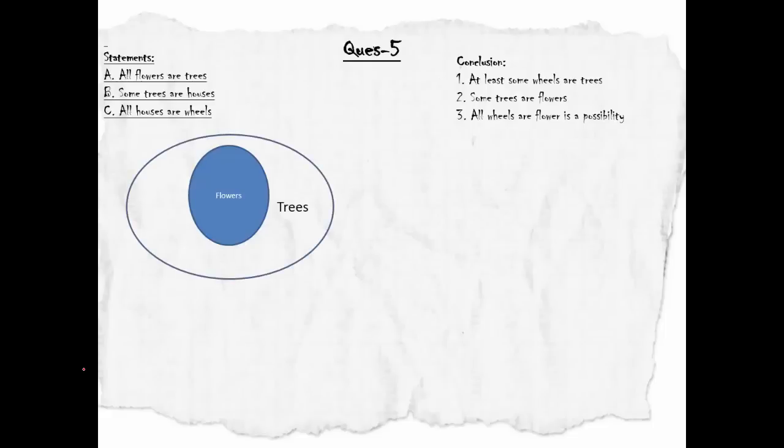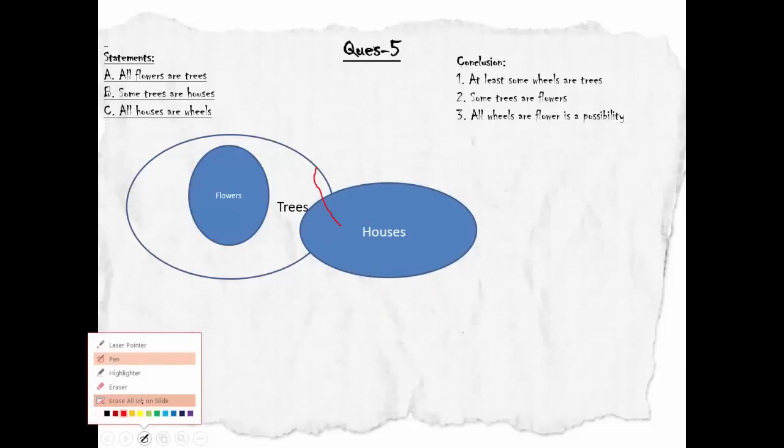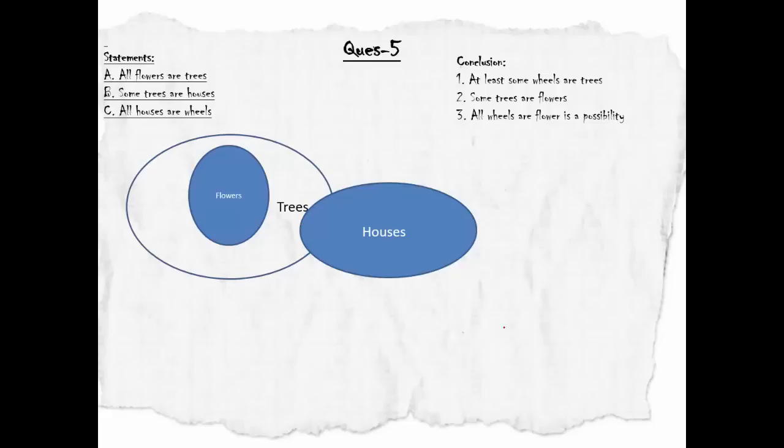So let us attack this question. All flowers are trees, so we draw trees such that all flowers are trees. Some trees are houses, so we draw houses such that some portion of the trees are houses. All houses are wheels, so we draw wheels over the top of houses such that all the houses are wheels. Alright, let us see the conclusions.